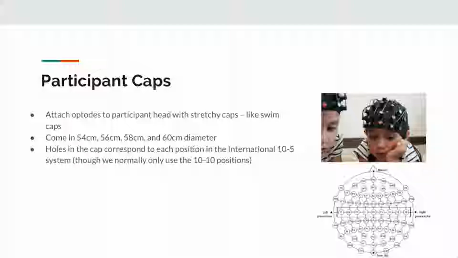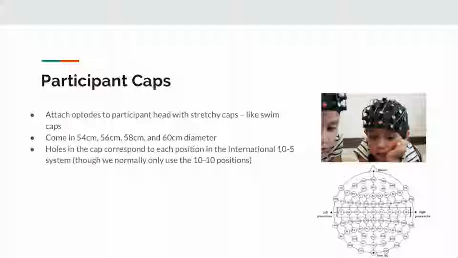So even if you have a 60 centimeter head and someone else has a 54 centimeter head, the distance between one landmark and another is going to be half on your head between the Nasion and Inion, and half on the other person's head between the Nasion and Inion. So you use that principle: we know where some strong landmarks are. The Nasion is here in between your eyebrows.